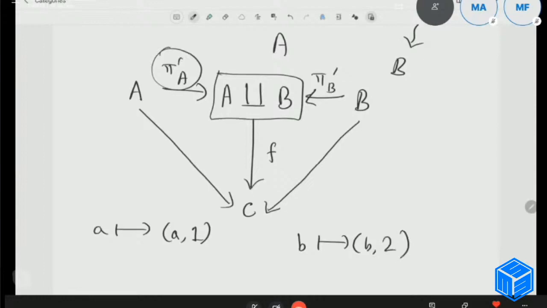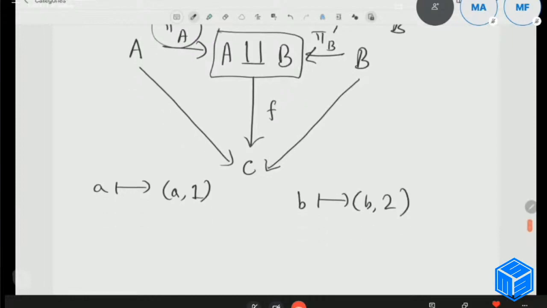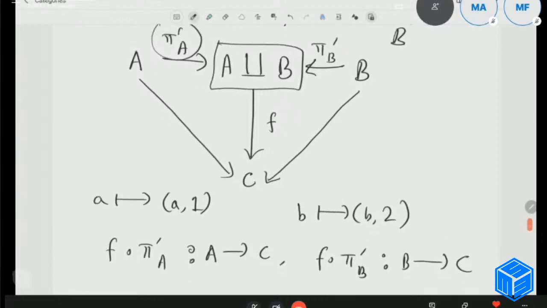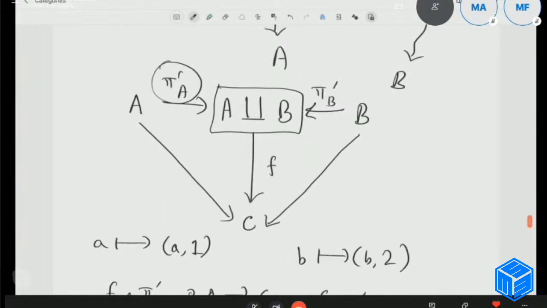And so if you have a map going from A disjoint union B into C, what you could do is always compose it with the inclusion of A, which is a map from A to C, and you can compose it with the inclusion of B to get a map from B into C.